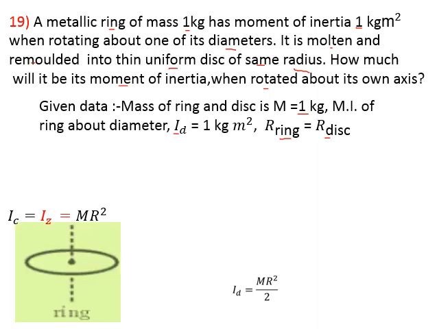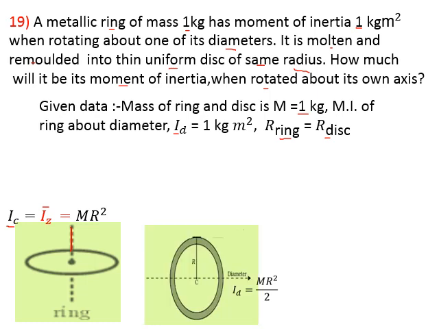So see here, this is the moment of inertia of the ring about its own axis, that is the axis passing through the center and perpendicular to the plane. It is indicated by Ic or Iz and it is mr square. हे आपल्याला माहिती आहे. Now from this we have to find out moment of inertia about the diameter, using the principle of perpendicular axis. This is one application of the principle of perpendicular axis.